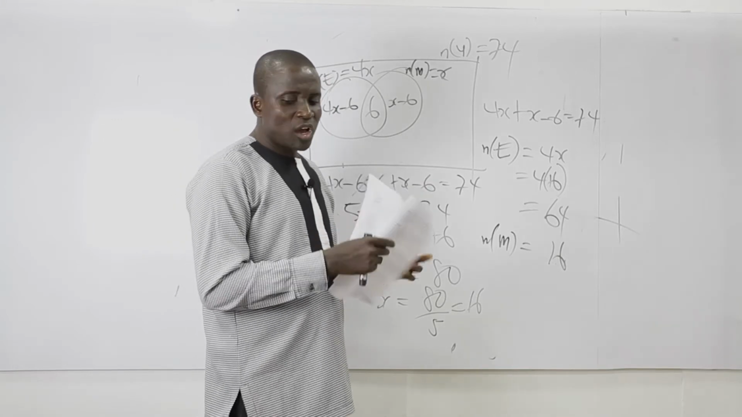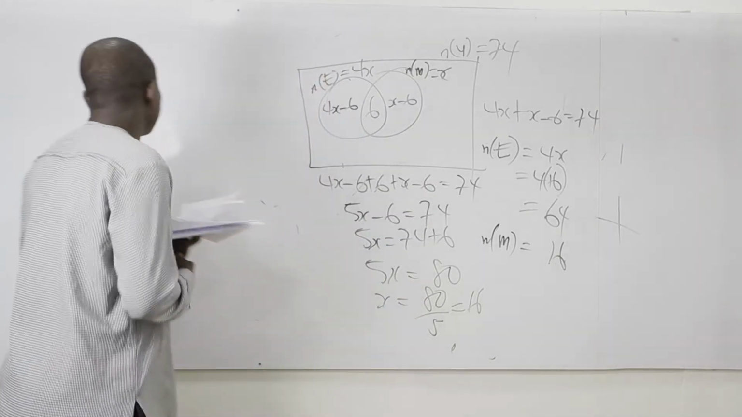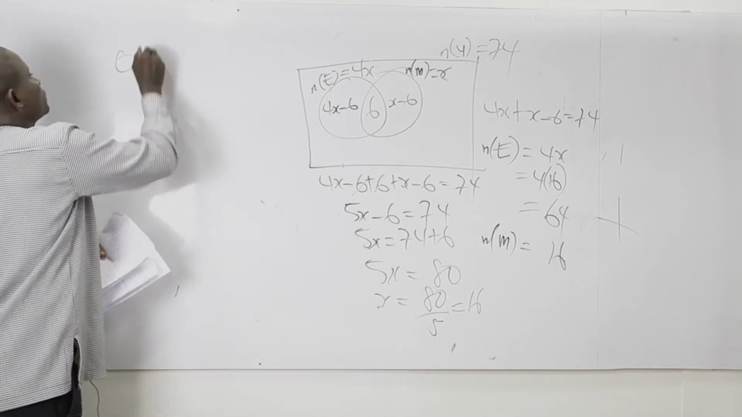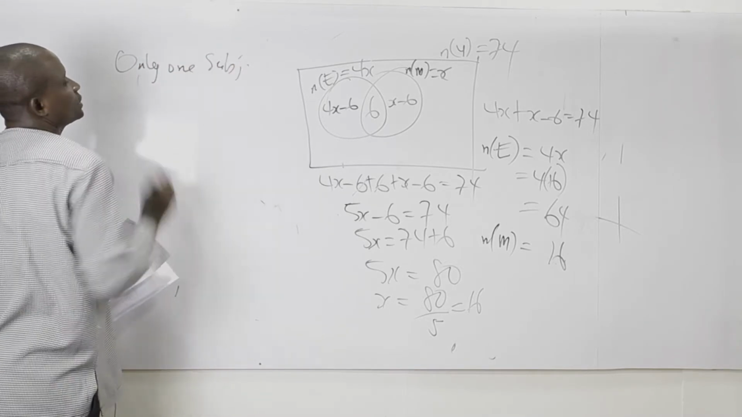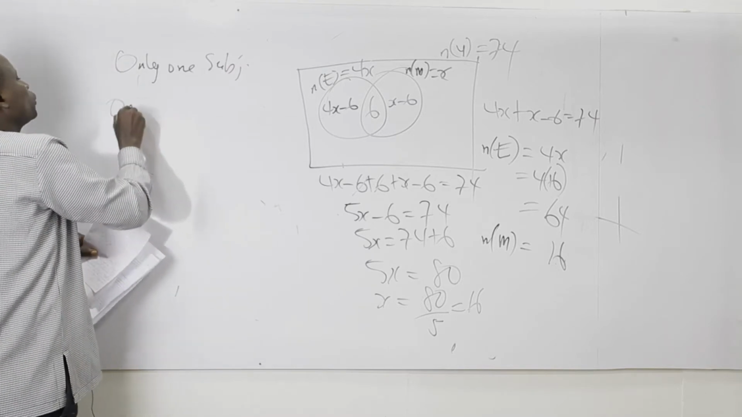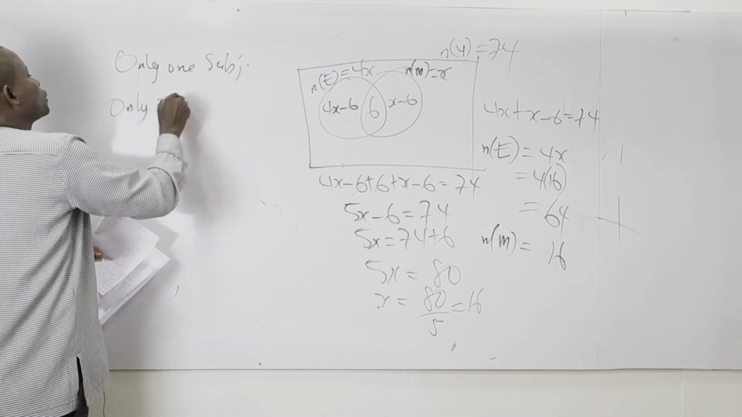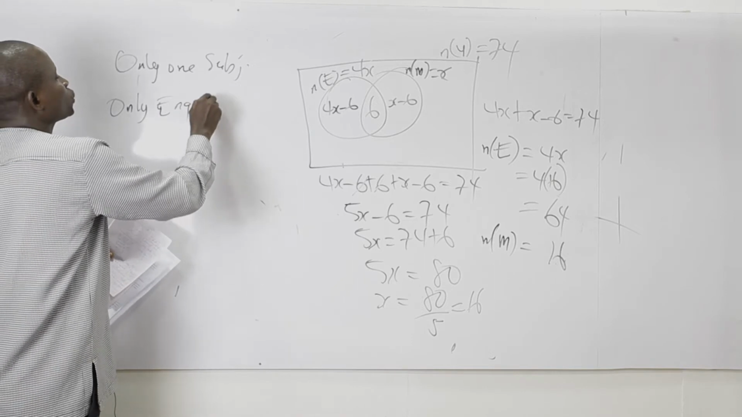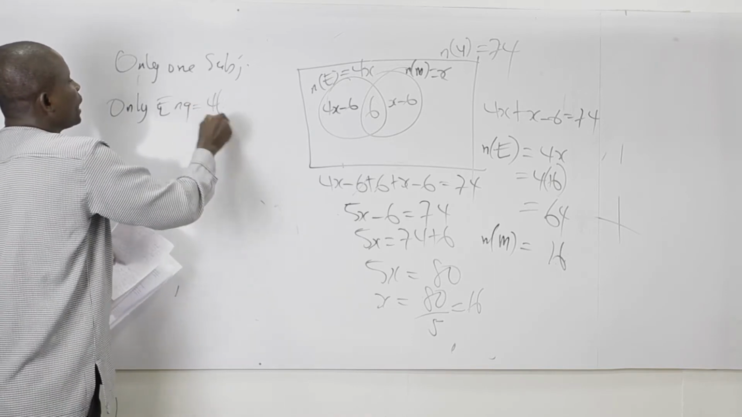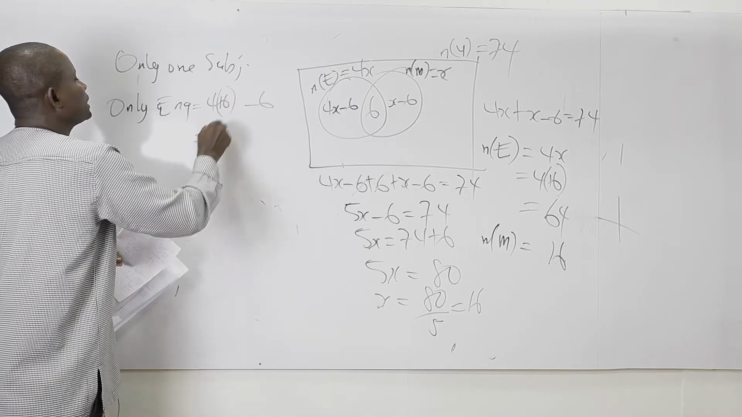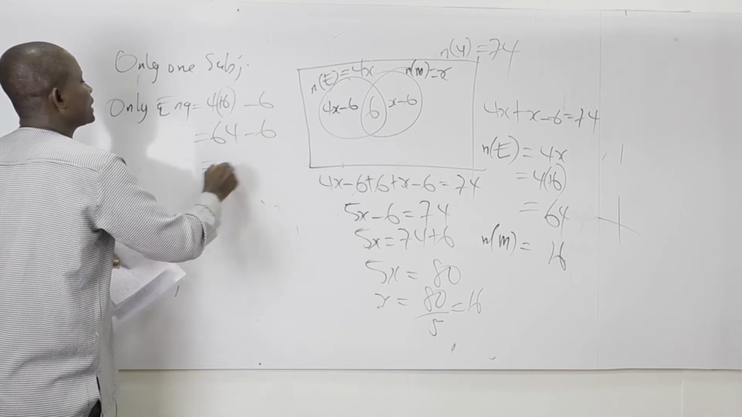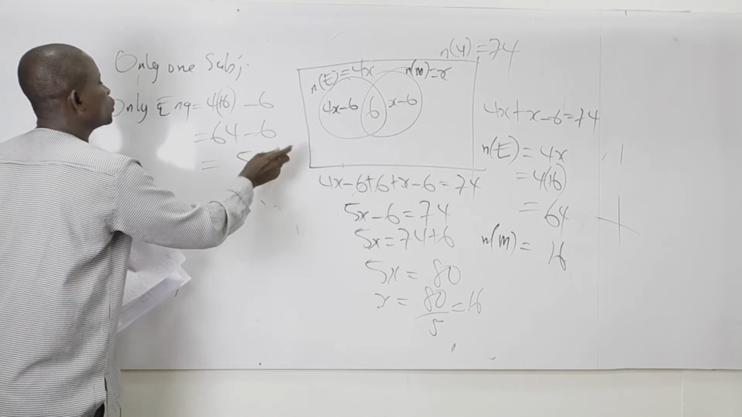Then he says, only one subject. Only one what? Subject. So here, we should first talk about only English. Only English is what? Is 4x. And x is what? 16, right? Minus 6. So it will be 64 minus 6. That gives you what? I think 58 or so.